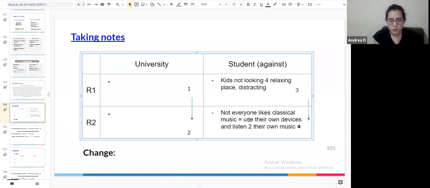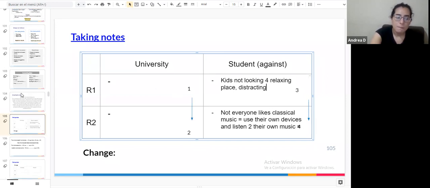suggests. So the university says, we want you to connect, and the student says, well, but we don't like classical music. We're more likely to bring our devices, black out the classical music, and therefore not connect with each other. So we're not gonna do what your goal is. So that's it. As you can see, it's exactly the opposite, right?